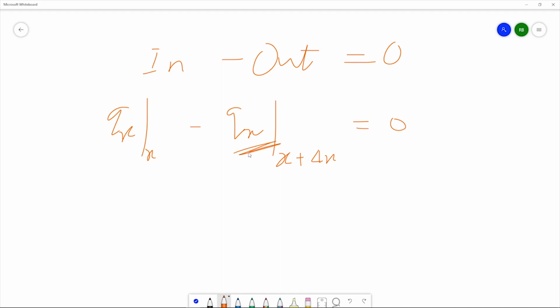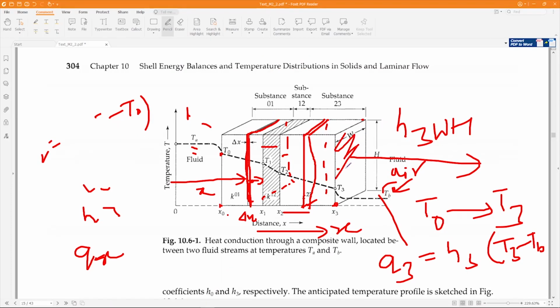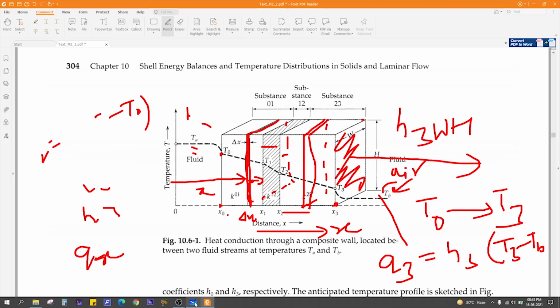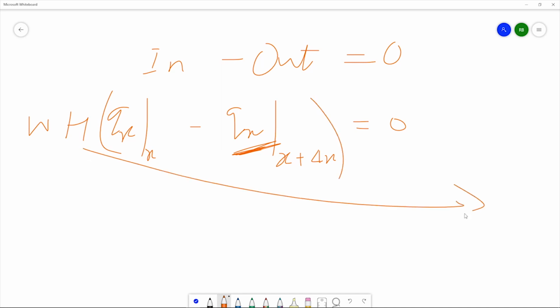One more thing, you have to multiply with area, right? Because this is flux, and you have to do the cell energy balance in the form of heat rate only, not heat flux. So you have to multiply with area. What is the area? This was the area, right? This is nothing but Wh. So you just multiply with Wh for both. Definitely this will go to zero.